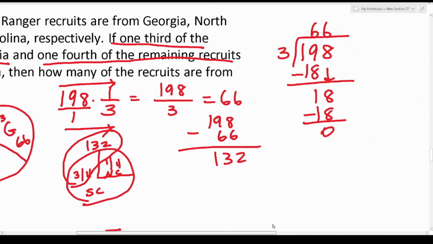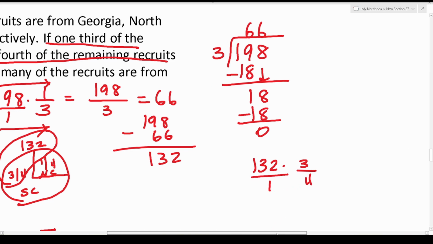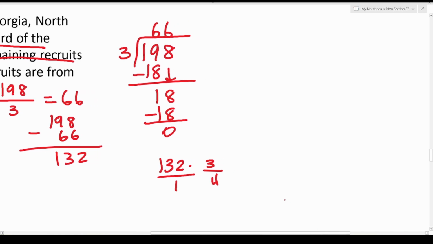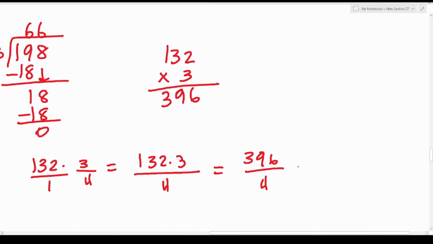So this becomes 132 times 3/4. Again, we can place this over 1. And let's go ahead and work this out. Again, we have 132 times 3 divided by 4. Again, 1 times 4 is 4. Let's work this out. We have 132 times 3. That's 2 times 3, which is 6. 3 times 3, which is 9. 1 times 3, which is 3. So this is 396 divided by 4. Let's go ahead and do this division now.